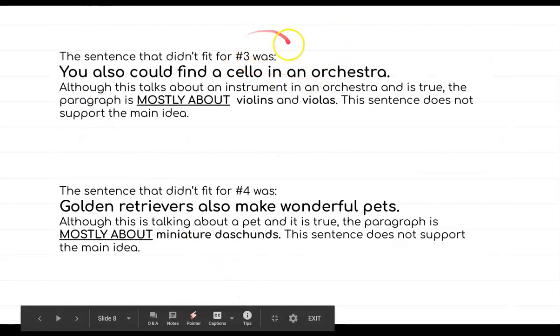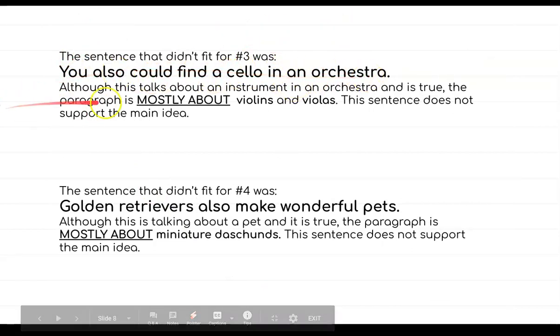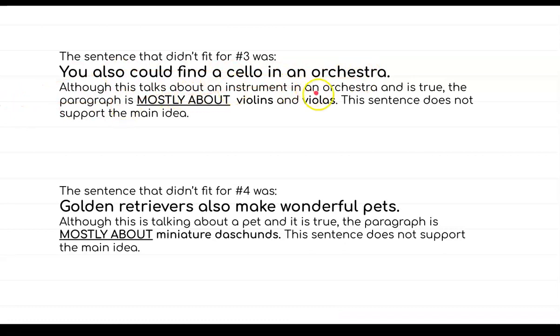All right, so for number 3, if you chose, you could also find a cello in an orchestra, then you're correct. Although it does talk about an instrument that can be in an orchestra, and it's true, the paragraph is mostly about violins and violas. It's comparing these two. So this sentence does not support the main idea. It shouldn't be there, okay? We're talking about these 2 instruments, not a cello.